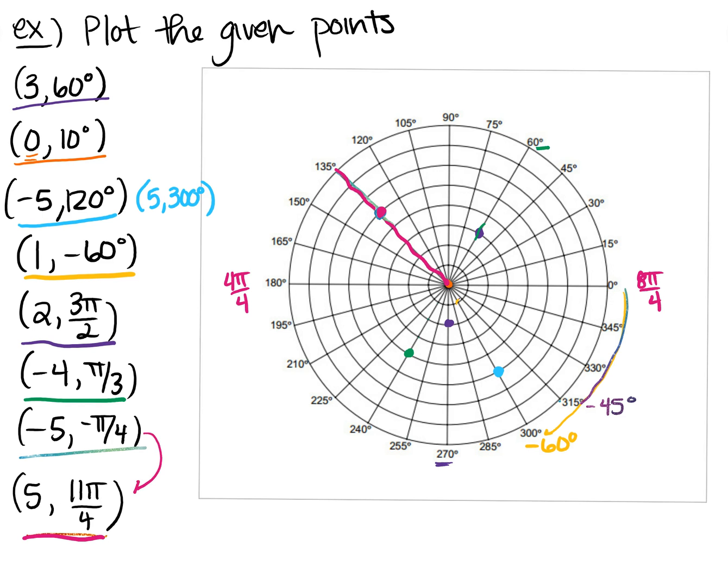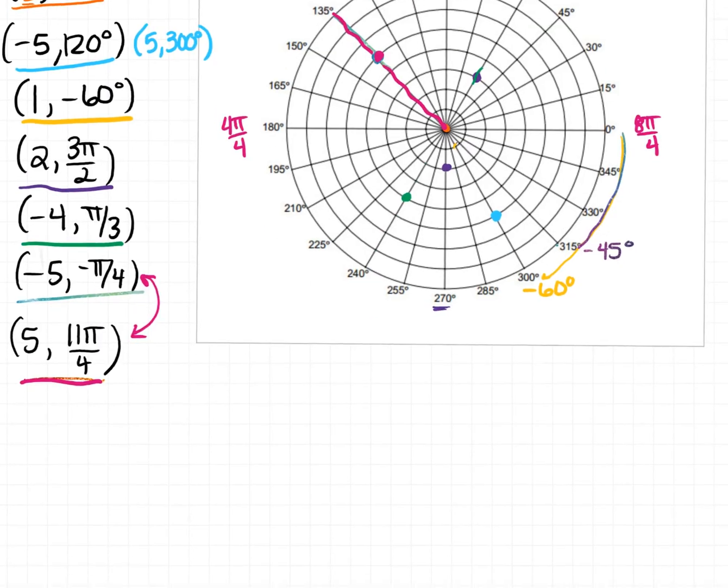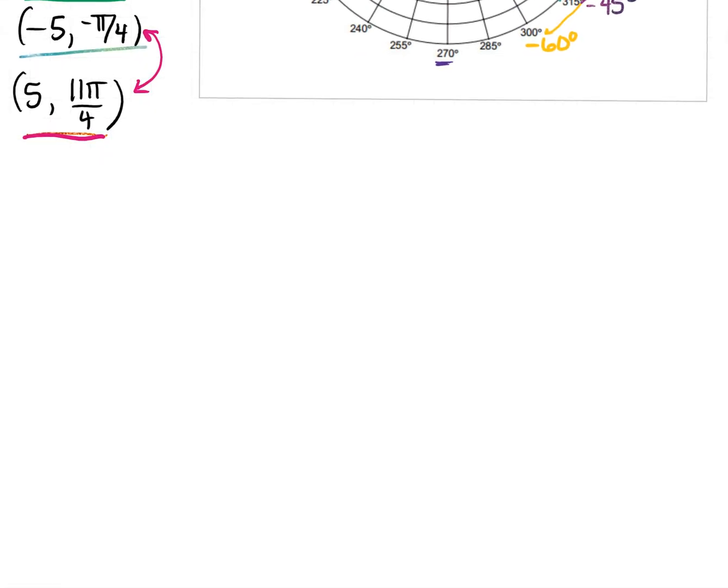So these points are exactly the same, they just look different, right? So we found that it's not unique. Those points are the same, they just look a little bit different. I hope this makes sense. Let's summarize how we're going to plot these points.